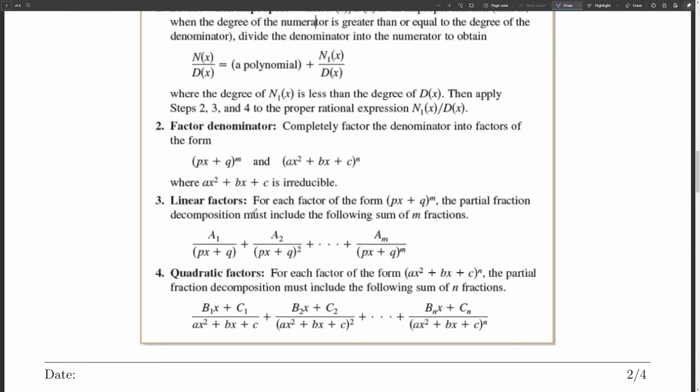Then for linear factors, each factor of the form px plus q to the power m, the partial fraction decomposition must include a sum of m fractions. So we start out with a constant a1 over that linear factor, and then another constant a2 over that linear factor squared. And then we do that as many times as needed until we reach a coefficient a sub m and then the linear factor to the power m, which depends on how many times that factor shows up in the factorization.